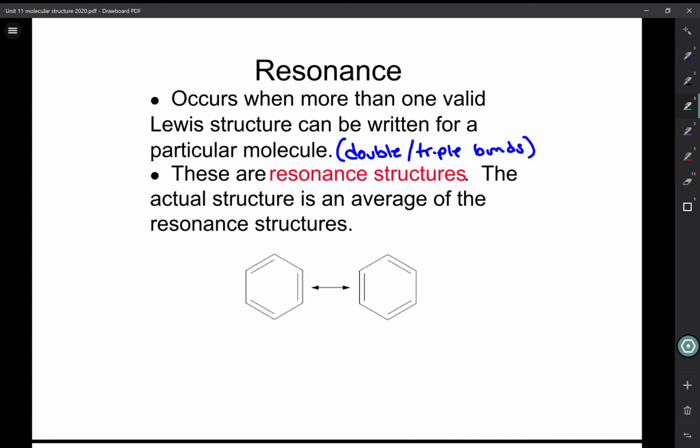Alright, we're going to do some examples of resonance in Lewis structures. With resonance, what that means is we have one or more valid Lewis structures. Typically that happens if you have double or triple bonds in your molecule. Your double or triple bond can actually shift between two atoms, and by shifting, they're called resonating. These double bonds are resonating or moving between two different atoms. And that's why I say it's the average of the resonance structures.